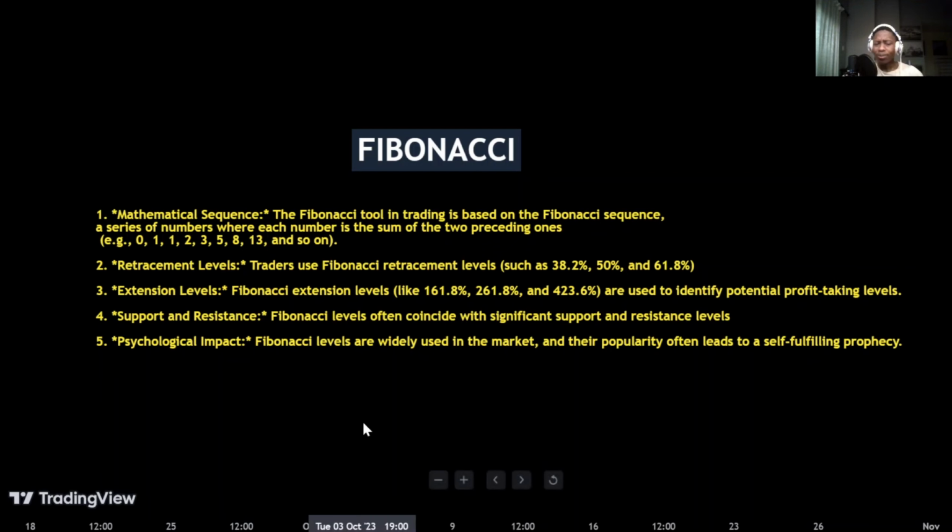And the fifth one, Fibonacci also helps us with the psychological impact. The Fibonacci is widely used in the market and is popular because if a lot of people use a specific strategy or tool, then it's easier. Yes, we don't move the market, but when everybody sees the same thing and executes based on the Fibonacci itself, then the price moves according to the masses. But I'll teach you the way I incorporate it in my trading and how you can use it too.